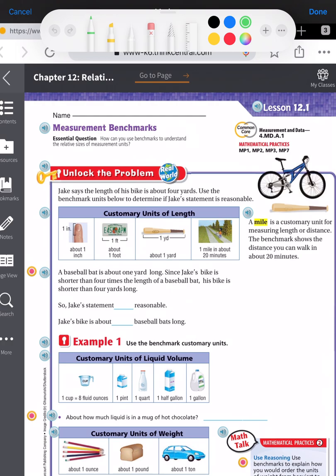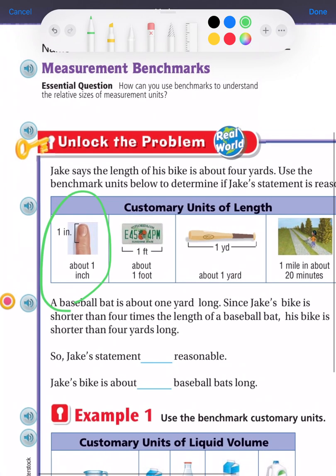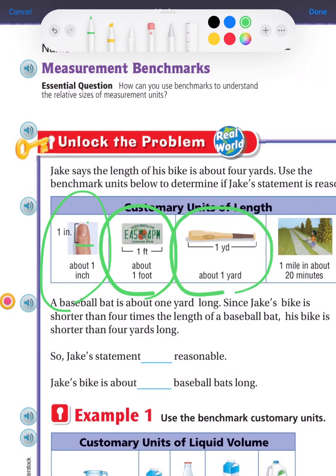Well, let's think about that. This is a good start. An inch is about the length of your knuckle, the first knuckle on your index finger to the tip of your finger. That's about an inch. The width of a license plate, you could consider that to be 1 foot. The width of a baseball bat, about a yard. Well, it's actually 3 feet, so okay.